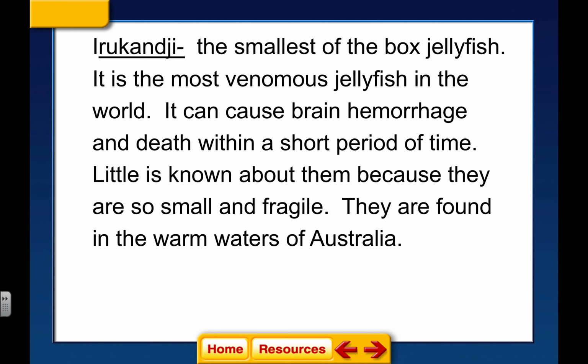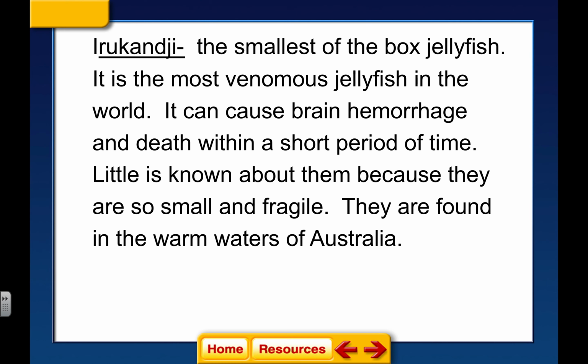They don't know a lot about this jellyfish because he is so teeny tiny. He's very, very small, and he's very fragile. And so when you're trying to study jellyfish and you're trying to look for them, they're very hard to find. But they are also found in the warm waters of Australia. And what makes them even doubly more dangerous is because you don't see them coming, because they are so tiny and they can slip through the holes in the nets.